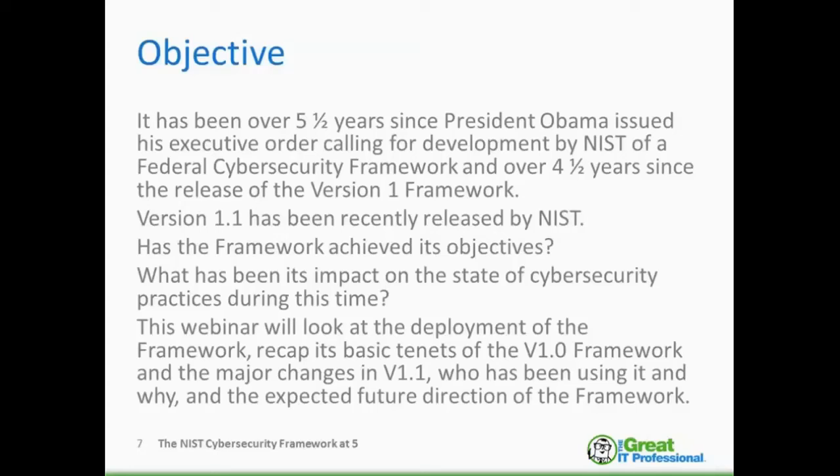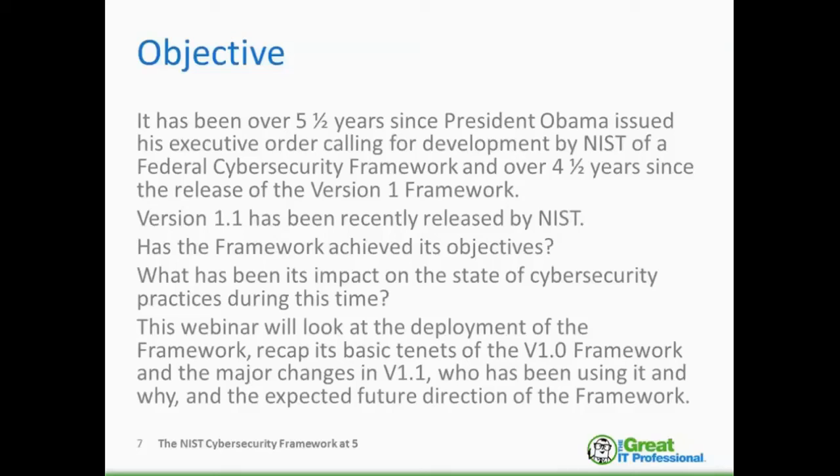COBIT, the COBIT people, they had some recommendations for cybersecurity. ISO 27000 had recommendations for cybersecurity. The federal government had recommendations for cybersecurity. So they had all these apparently disparate things, and so the idea was, how can they do something to reconcile or harmonize these? So why was NIST involved?